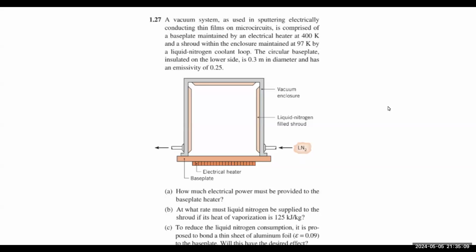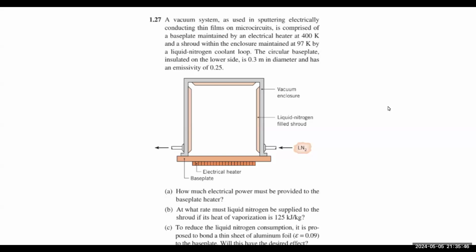1.27 states: a vacuum system, as used in sputtering electrically conducting thin films on microcircuits, is comprised of a base plate maintained by an electrical heater at 400 Kelvin and a shroud within the enclosure maintained at 97 Kelvin by a liquid nitrogen coolant loop. The circular baseplate, insulated on the lower side, is 0.3 meters in diameter and has an emissivity of 0.25. How much electrical power must be provided to the baseplate heater?